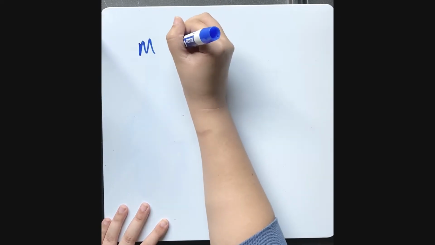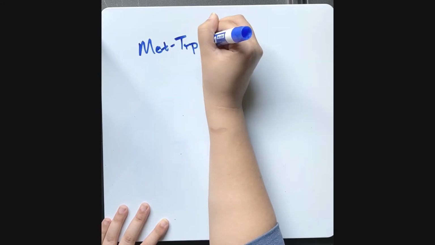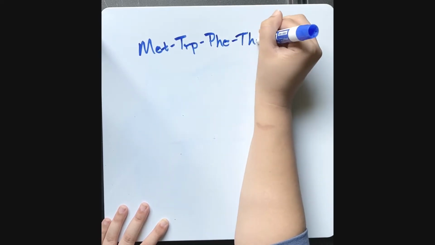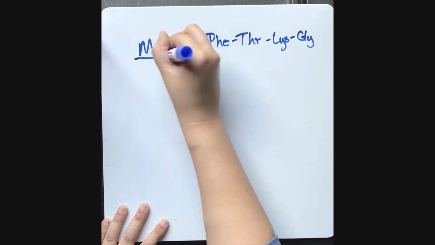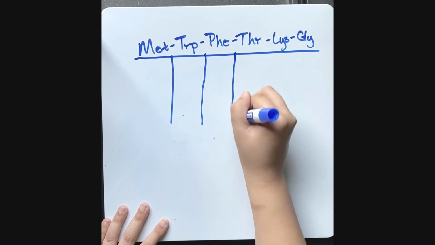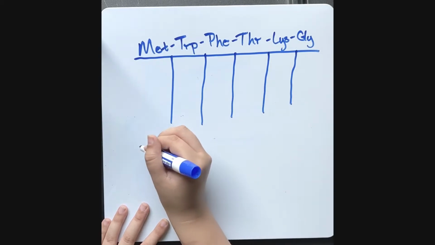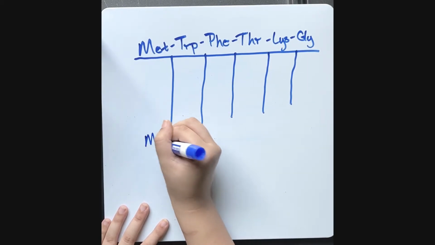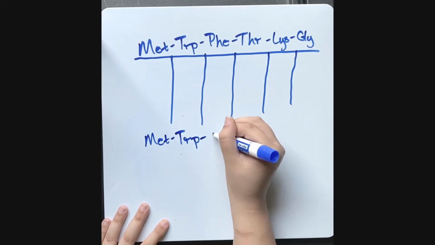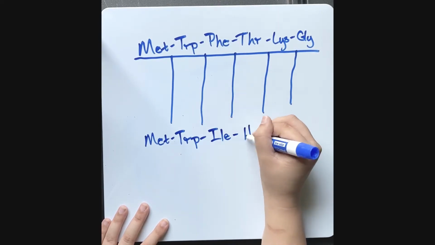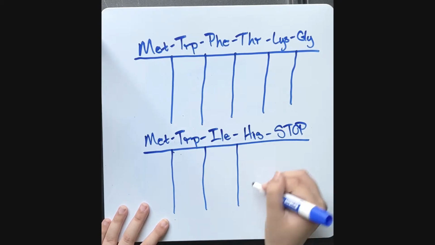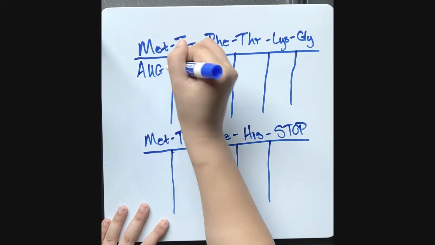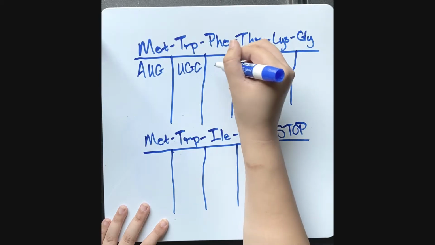Let's take a look at the protein sequence: methionine, tryptophan, phenylalanine, threonine, lysine, glycine, and so on. Now we know that some mutation involving a single base pair results in the protein sequence methionine, tryptophan, isoleucine, and histidine, but we want to know exactly what change in the mRNA caused this. In this case, the insertion or deletion resulted in a truncated protein which will not function properly.